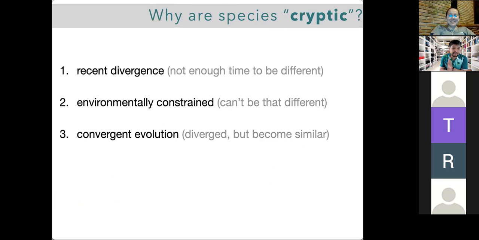So why are species cryptic? There are a couple of different reasons, and I kind of pulled out some of the reasons that should be pretty obvious to us.